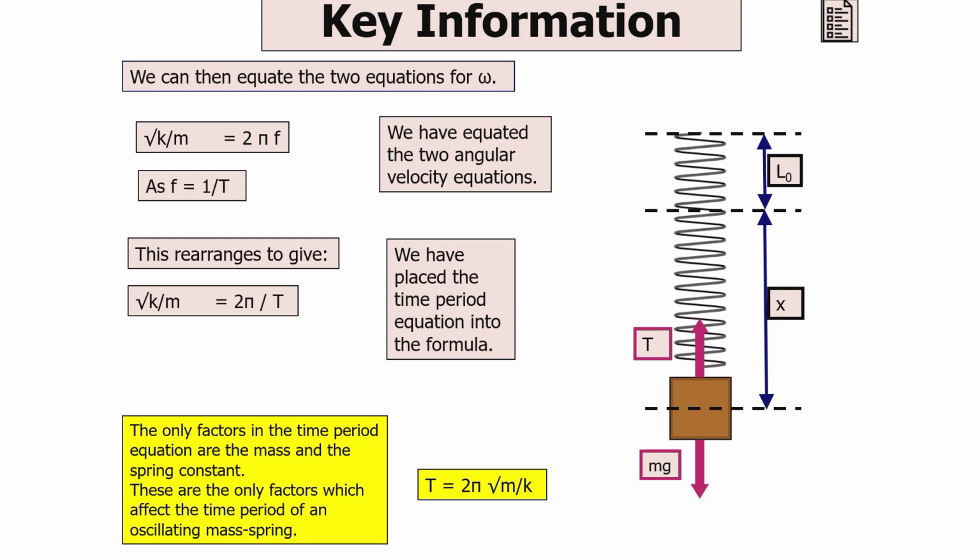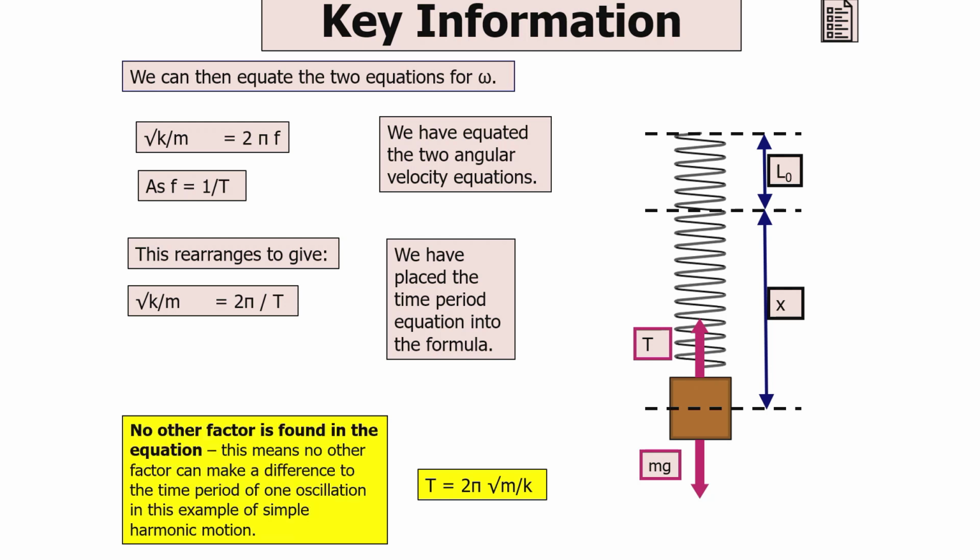Now please note the only factors in the time period equation are the mass and the spring constant. These are the only factors which affect the time period of an oscillating mass spring. No other factor is found in the equation, so this means no other factor can make a difference to the time period of one oscillation in this example of simple harmonic motion.